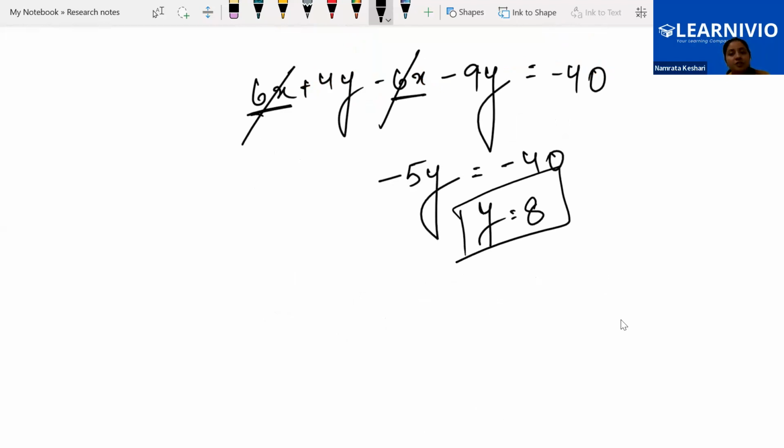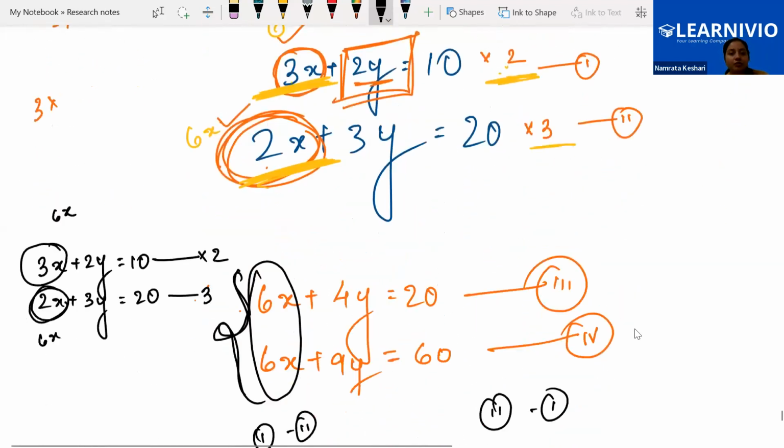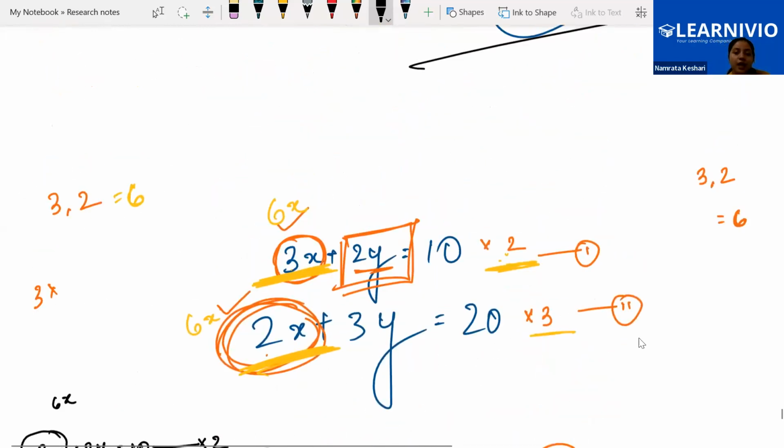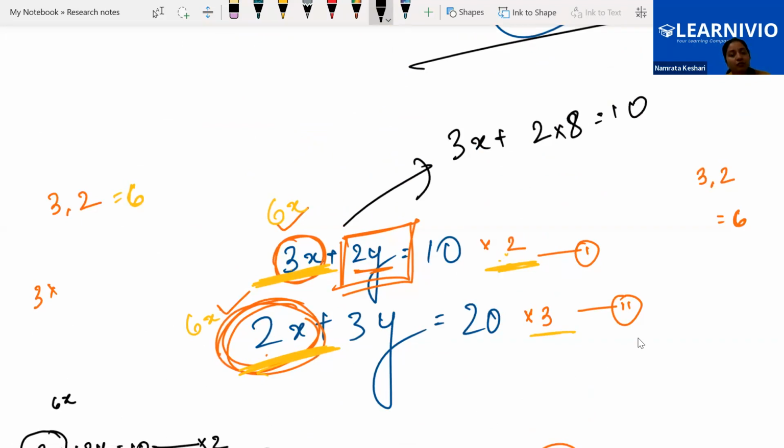We can substitute this y value in any one of the equations, either 3, 4 or 1, 2 also. So we have got y as 8. We can substitute y as 8 in this equation: 3x plus 2 into 8 is equal to 10. From here we will be able to take out the x value. Please take it out, Arya and Aisha.